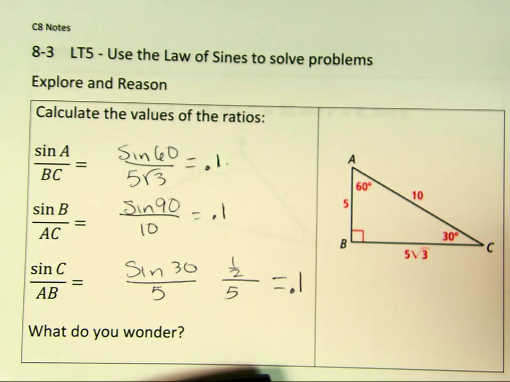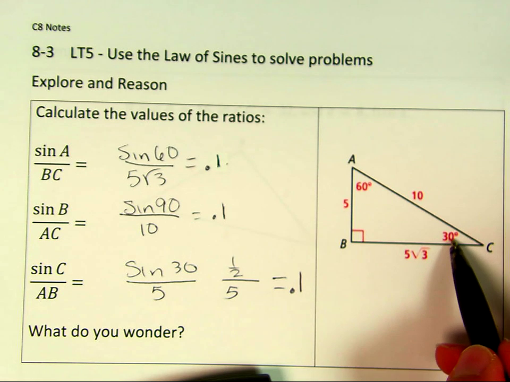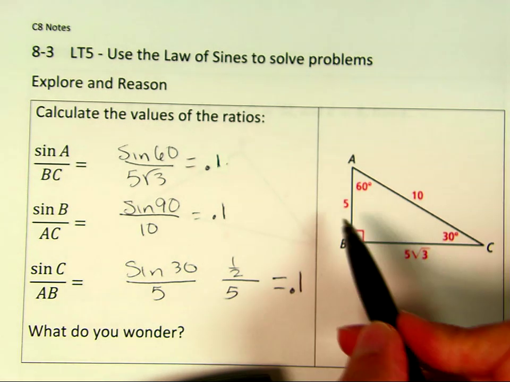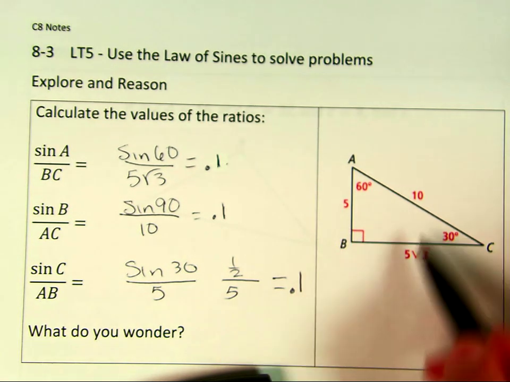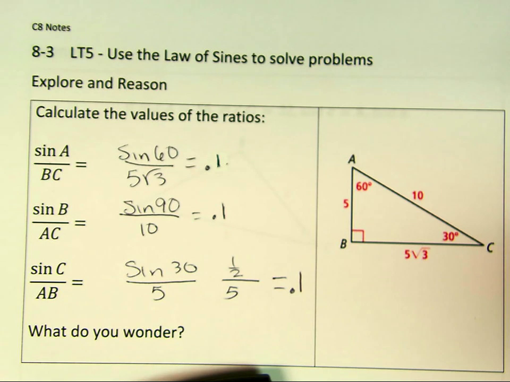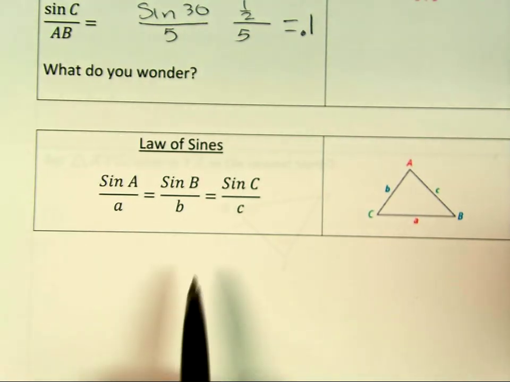All of those ratios were exactly the same. So when we took the sine of an angle and put it over the opposite side, it was the same no matter which side angle combo we did. So that's really cool. Do you think that works for any triangle? It does! So that's the law of sines.